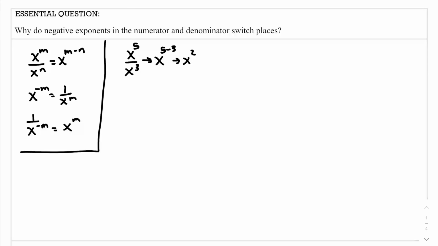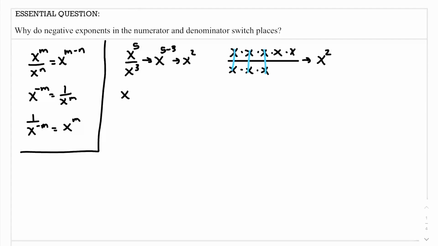And when we write it out, we could also look at it as x times x times x times x times x divided by x times x times x. We can cross those out, and we have 2 left over on the top. We've got 1 on the bottom, 1 as in the number 1, and that becomes x squared. So those two things are the same thing. So x to the 5th power divided by x to the 3rd power gives us x squared, and x times x times x times x times x divided by x times x times x also gives us x squared.